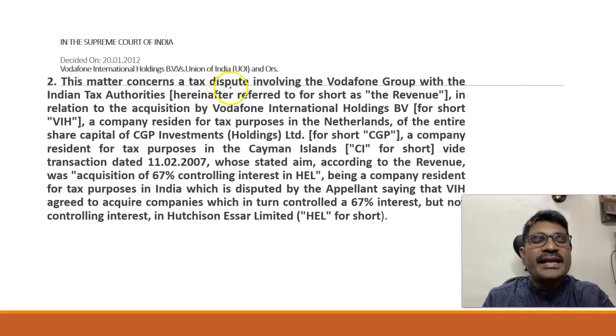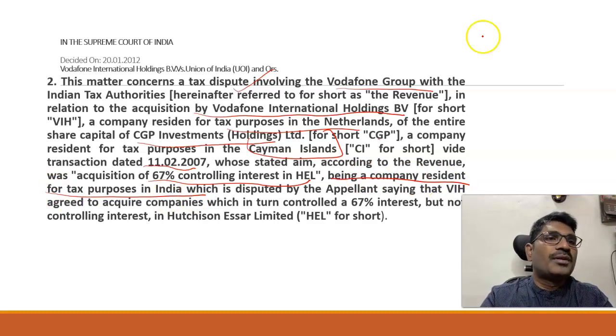This matter concerns a tax dispute involving the Vodafone Group with Indian tax authorities in relation to the acquisition by Vodafone International Holdings BV, a company resident for tax purposes in the Netherlands, of the entire share capital of CGP Investments Holdings, for short CGP, a company resident for tax purposes in the Cayman Islands, CI, by a transaction dated 11-2-2007, whose stated aim, according to the revenue, was acquisition of a 67% controlling interest in HCL, a company resident for tax purposes in India. Now we are able to see three companies, one in the Netherlands, Cayman Islands, and India.